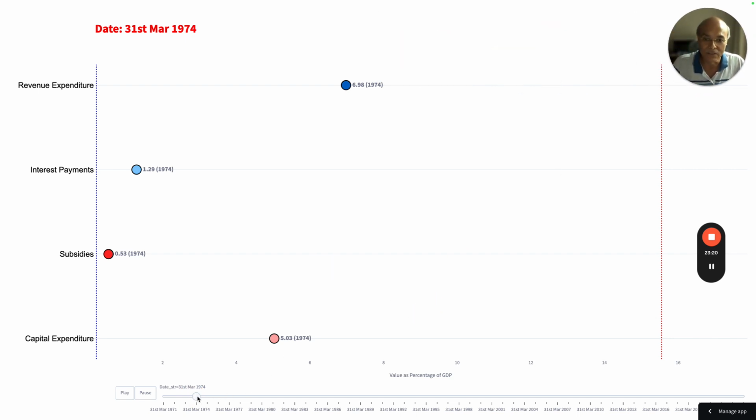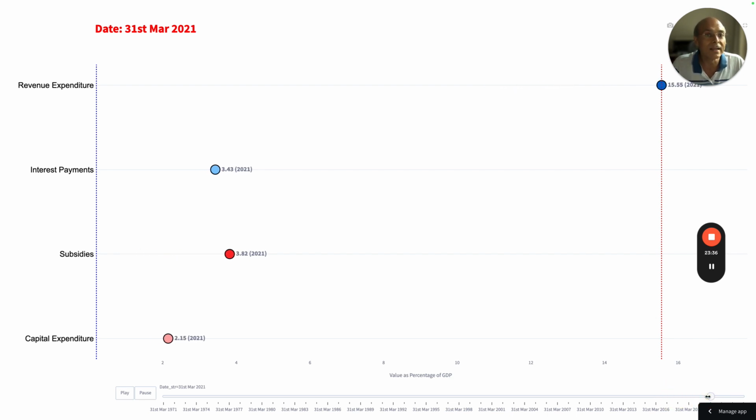Okay. So if I run this, you will see that because the interest payment and subsidies are eating away all our revenue, we really don't have much to spend on capital expenditure. That's the problem. That is the problem.